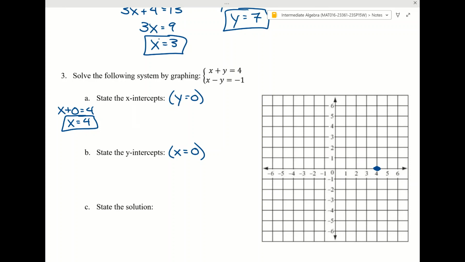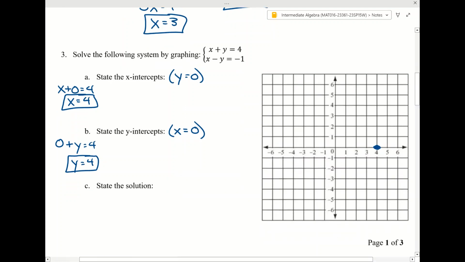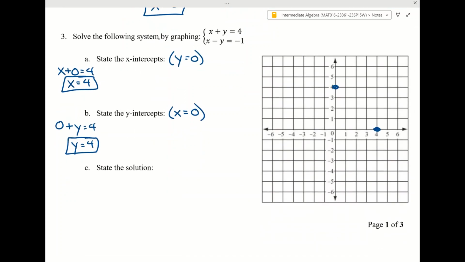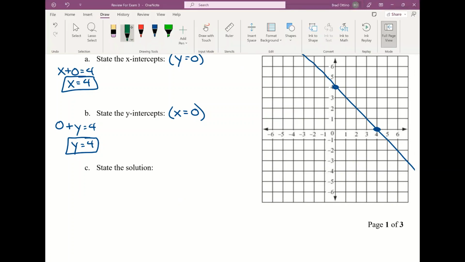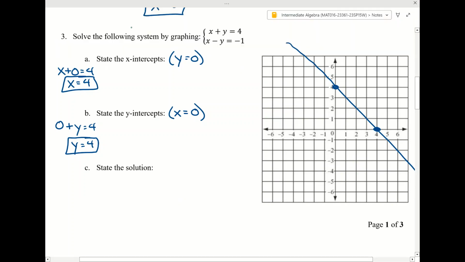For the y-intercept, you put 0 in for x. So I'm going to rewrite it, but put 0 in for x. And we just get y is 4. Connect our dots. That's how you graph by using the intercepts. And then to graph the other line, put 0 in for y. So x minus 0 is negative 1, or x is negative 1.